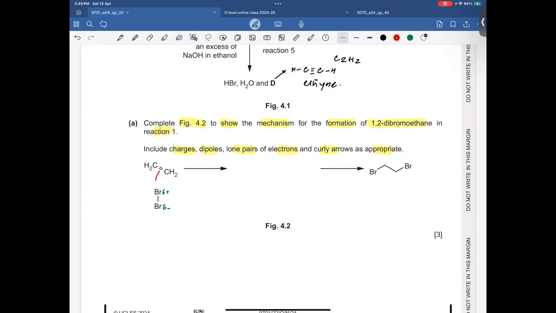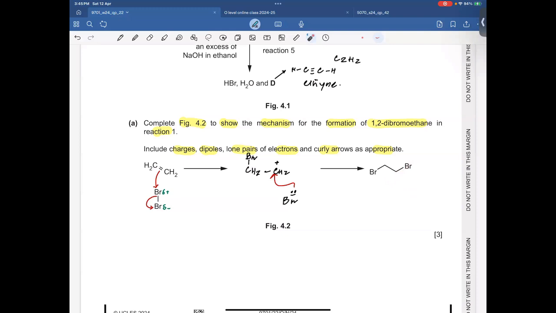So let me show you the reaction with this, removing this. The pi bond reacted, and an intermediate carbocation forms. Now this intermediate carbocation can react with bromide ions and as a result you will get the product.